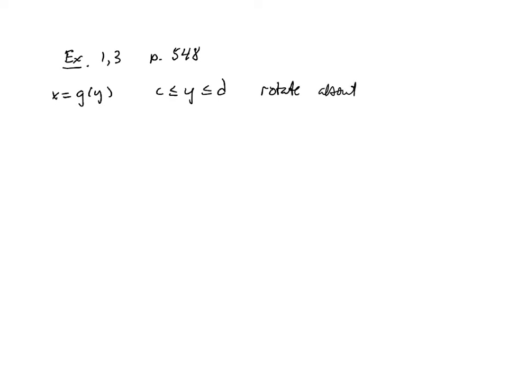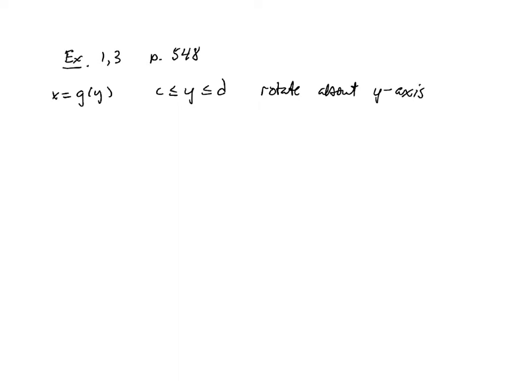Further examples of this type can be found in the book. So examples 1 and 3 starting on page 548. Other situations that we'll see in the text, and I encourage you to look at these, is if you take the curve x equals g of y in the range c less than or equal to y less than or equal to d, and rotate that curve about the y-axis.